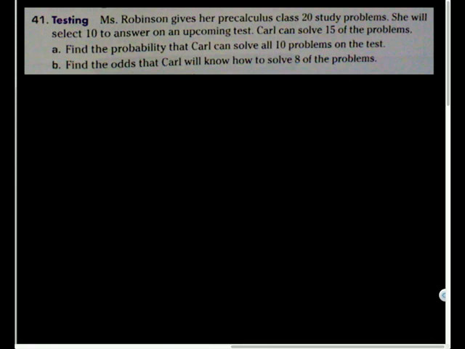I kind of find this one interesting. Interesting testing habits that Miss Robinson has here. It says, Miss Robinson gives her pre-calculus class 20 study problems, and she will select 10 to answer on an upcoming test. Carl can solve 15 of the problems. So find the probability that Carl can solve all 10 problems on the test. So probability Carl solves 10 problems, right? So how many ways, and this is assuming he wouldn't know how to do the other 5, right? Or actually, no, sorry, it says he can't solve, so that would imply he cannot solve the other 5, right?